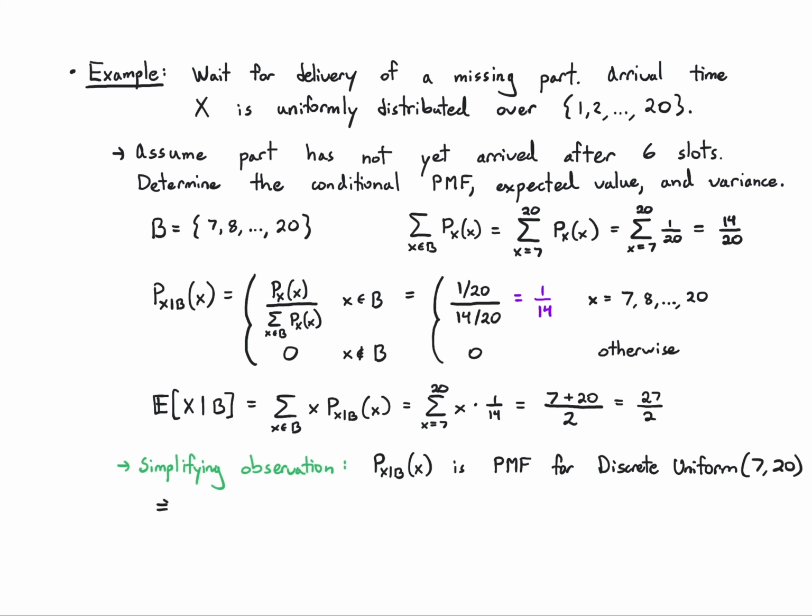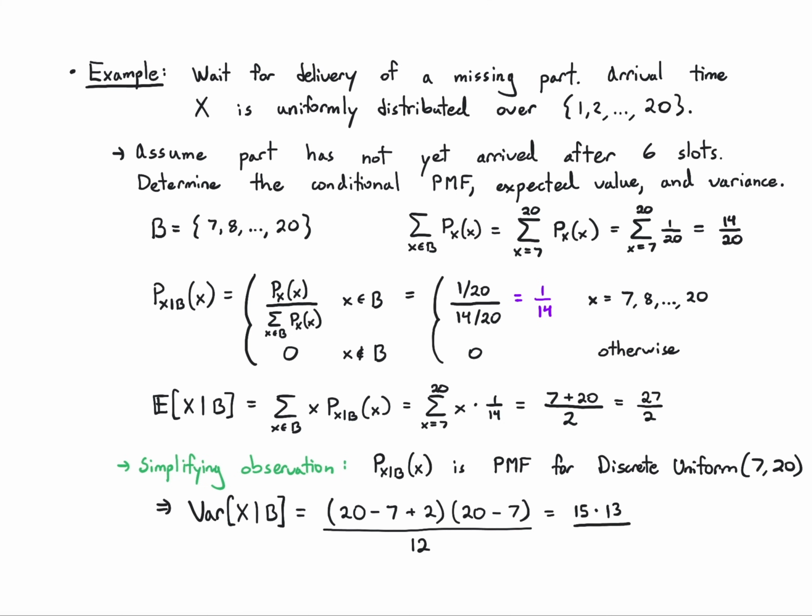In this case, it's going to be convenient because if I want to get the conditional variance given B, I can just use this formula, which is (b minus a plus 2) times (b minus a) divided by 12, right? So that's something that we developed. You can go back and look it up. I just plugged in those values. I get 15 times 13 over 12, which is 65 over 4.